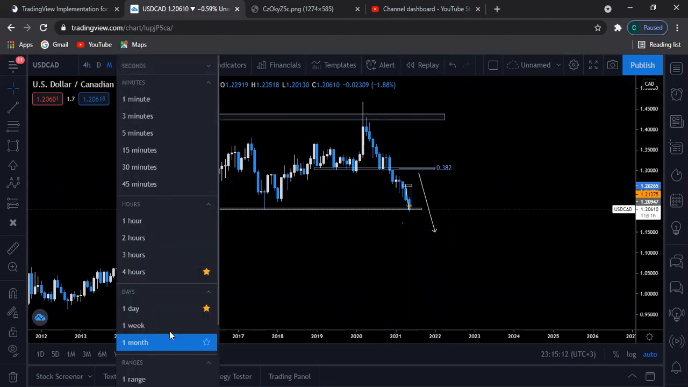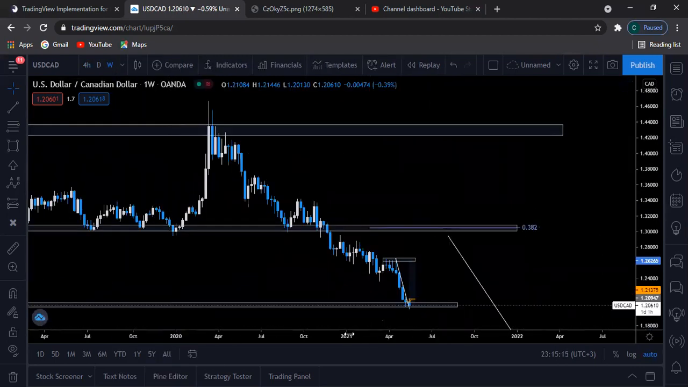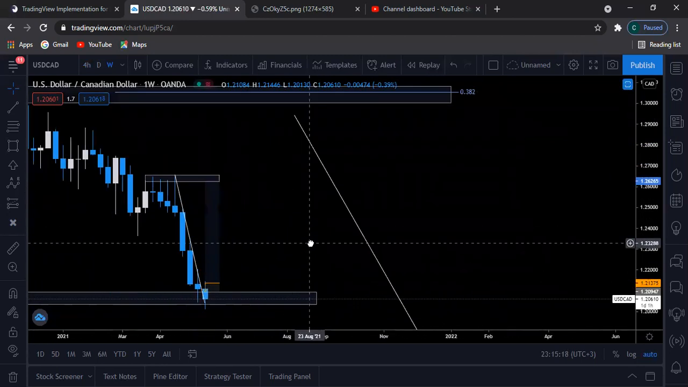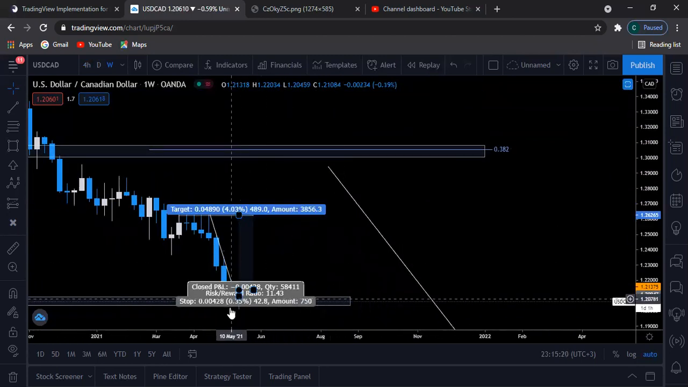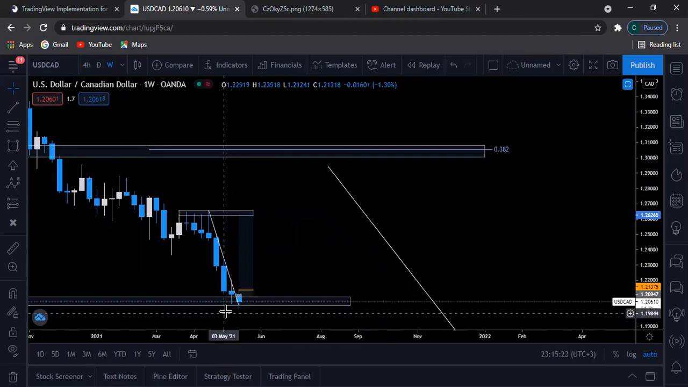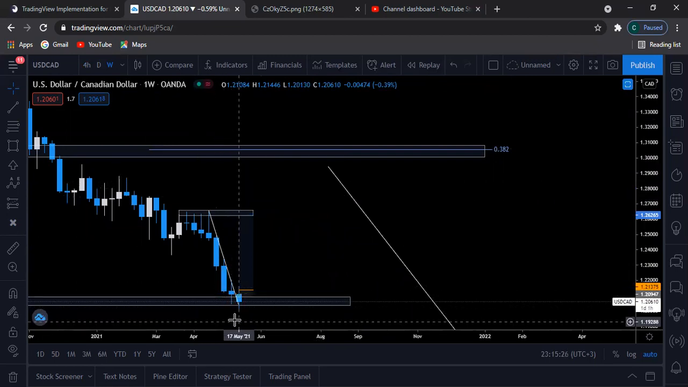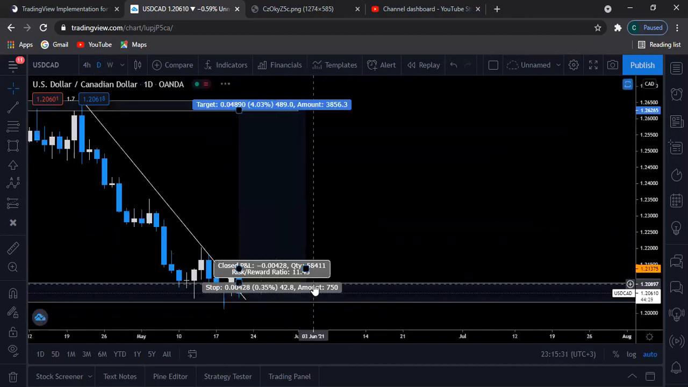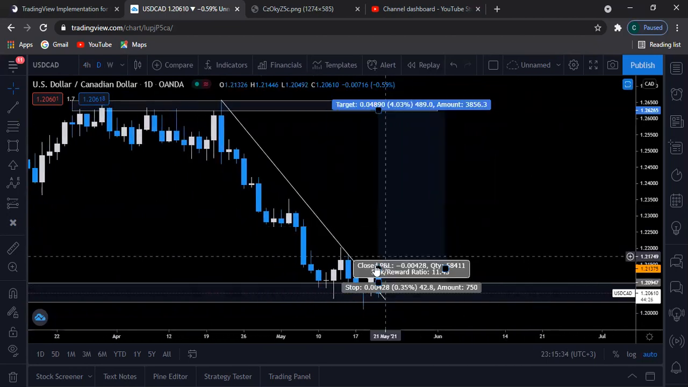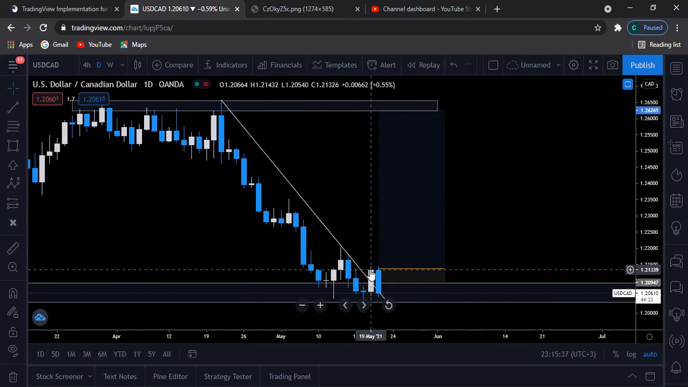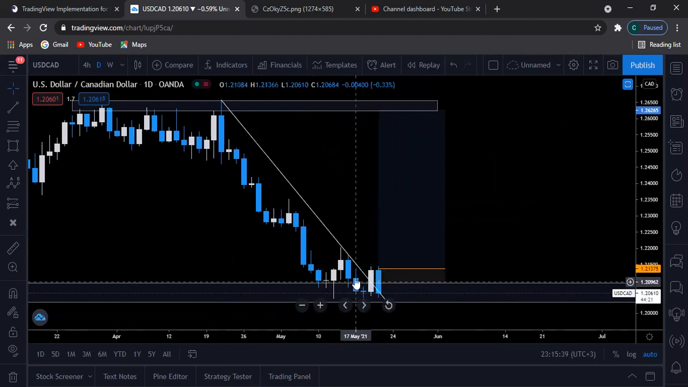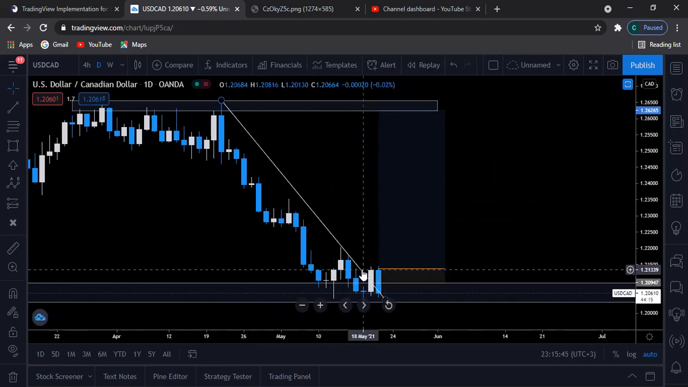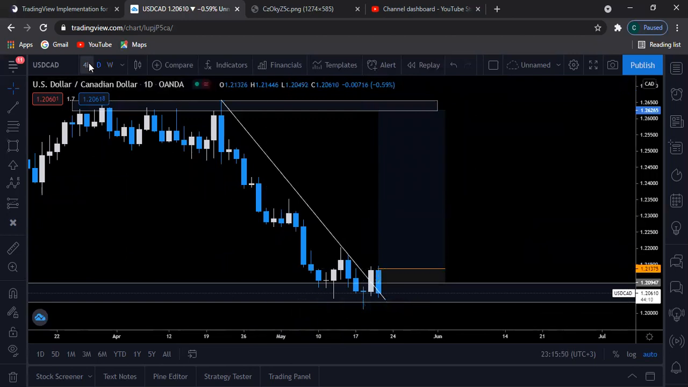So let's look into how I got the entry, right? Looking at the weekly structure, you can see that last week prices closed with a doji here, indicating a lack of momentum. So that gave me a go-ahead that the bears are exhausted and the bulls may be taking control anytime soon. Going into the daily structure, yesterday prices closed with a strong bullish engulfing candlestick, engulfing two candlesticks and going almost halfway on the third candlestick. So that was a very strong bullish indication that, okay, prices are now bullish.